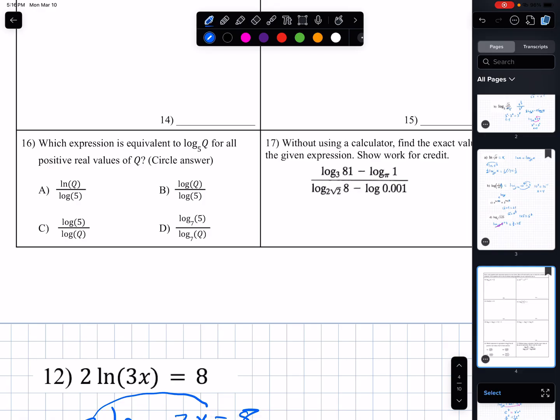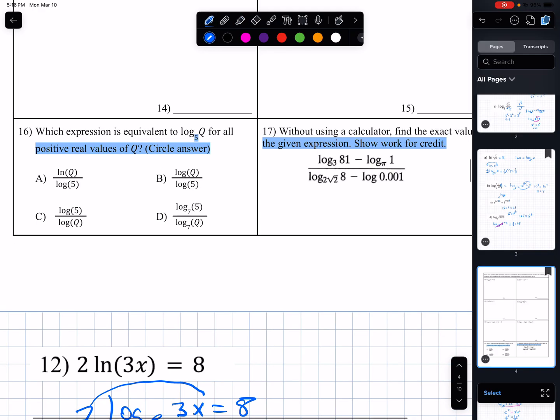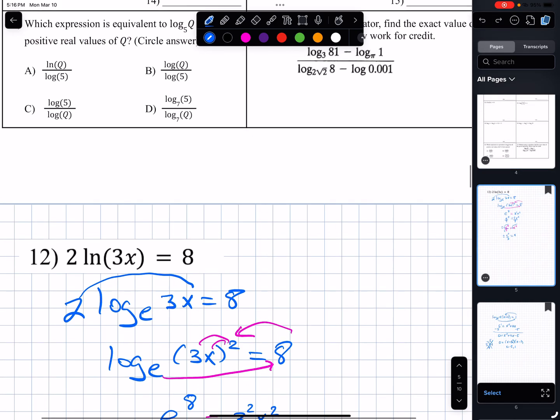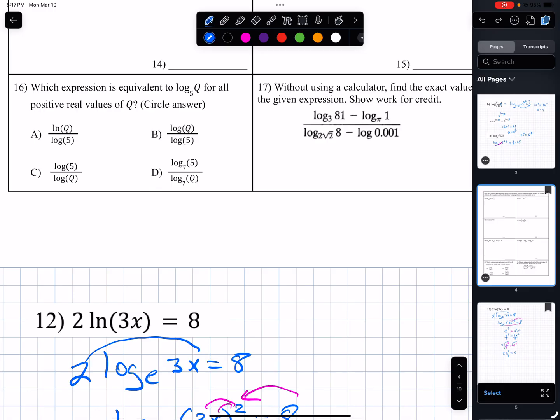All right, so which expression is equivalent to that? Log base 5 is wrong. So this is the change of base formula. I think of it like the base goes on the bottom. So it'd be log base Q over log base 5. So A. Oh, it's the same. No, but that's ln, I didn't see, the natural log. So yeah, it's B.